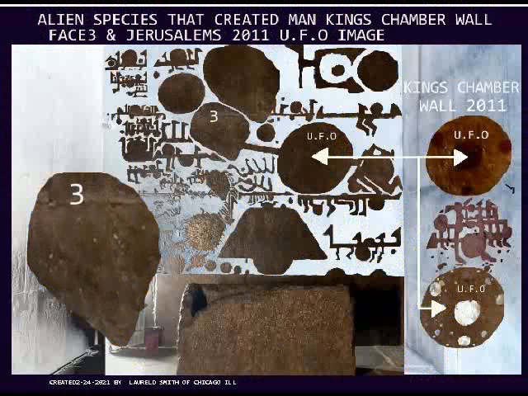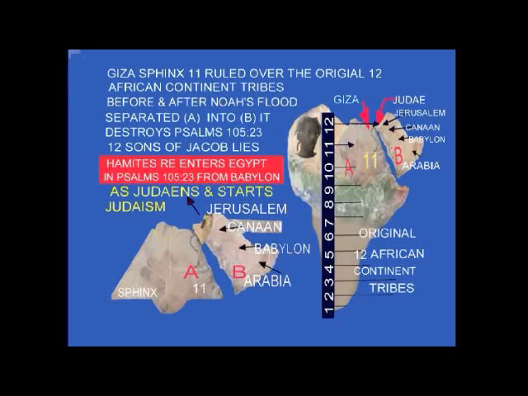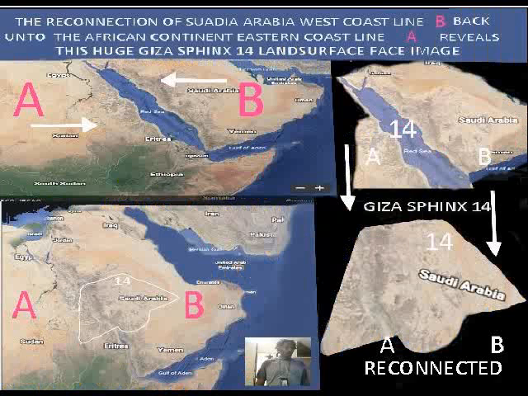Then we had the same Giza Sphinx. So if we remember, if we go back before the flood of Noah, we look at Africa continent A and the Euphrates River to the east of the African continent. Well, I put a big B there. So if you squeeze A and B back together, now the Giza Sphinx in front of the Giza Pyramid ruled all of Arabia, all of Iraq, all of Ethiopia, all of Jerusalem and Judea.